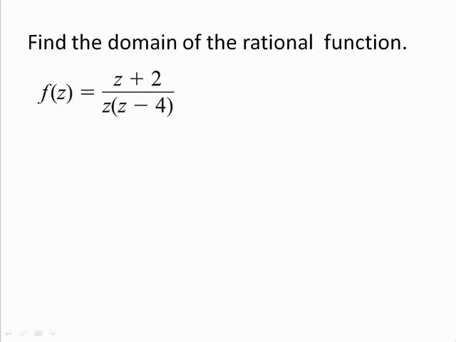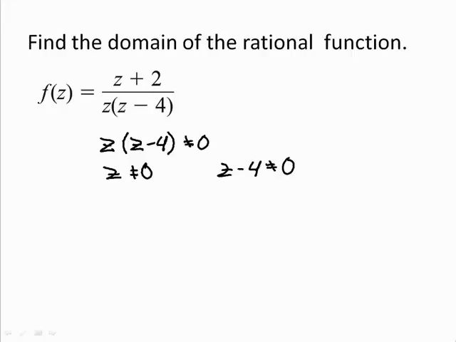Find the domain of the rational function. f of z equals z plus 2 divided by the quantity z times the quantity z minus 4. The domain of this function is all points where the denominator is not equal to 0. So z times the quantity z minus 4 is not equal to 0. Either factor in this expression can be equal to 0. Z cannot equal 0 and z minus 4 cannot equal 0.